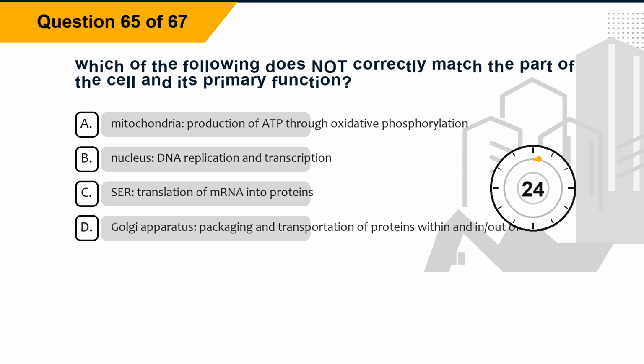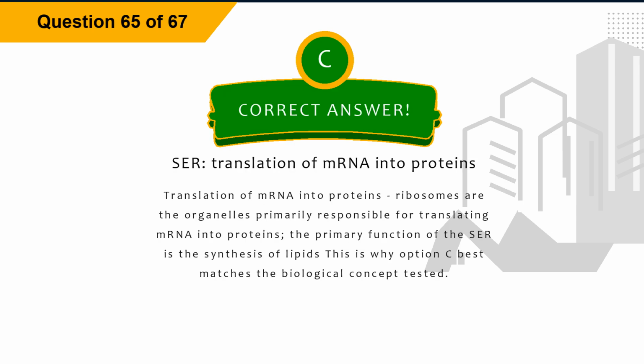Question 65. Which of the following does not correctly match the part of the cell and its primary function? Option A, mitochondria, production of ADP through oxidative phosphorylation. Option B, nucleus, DNA replication and transcription. Option C, SER, translation of mRNA into proteins. Option D, Golgi apparatus, packaging and transportation of proteins within and in/out of cells. The correct answer is option C, SER, translation of mRNA into proteins.